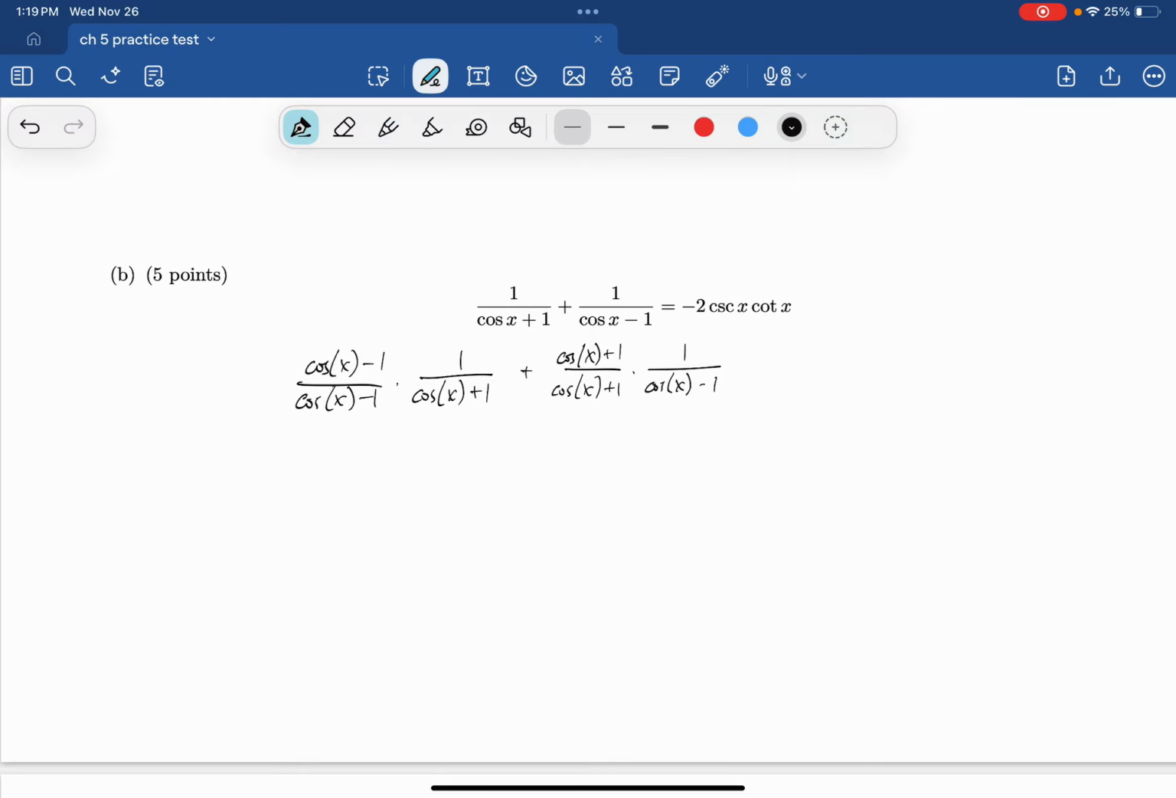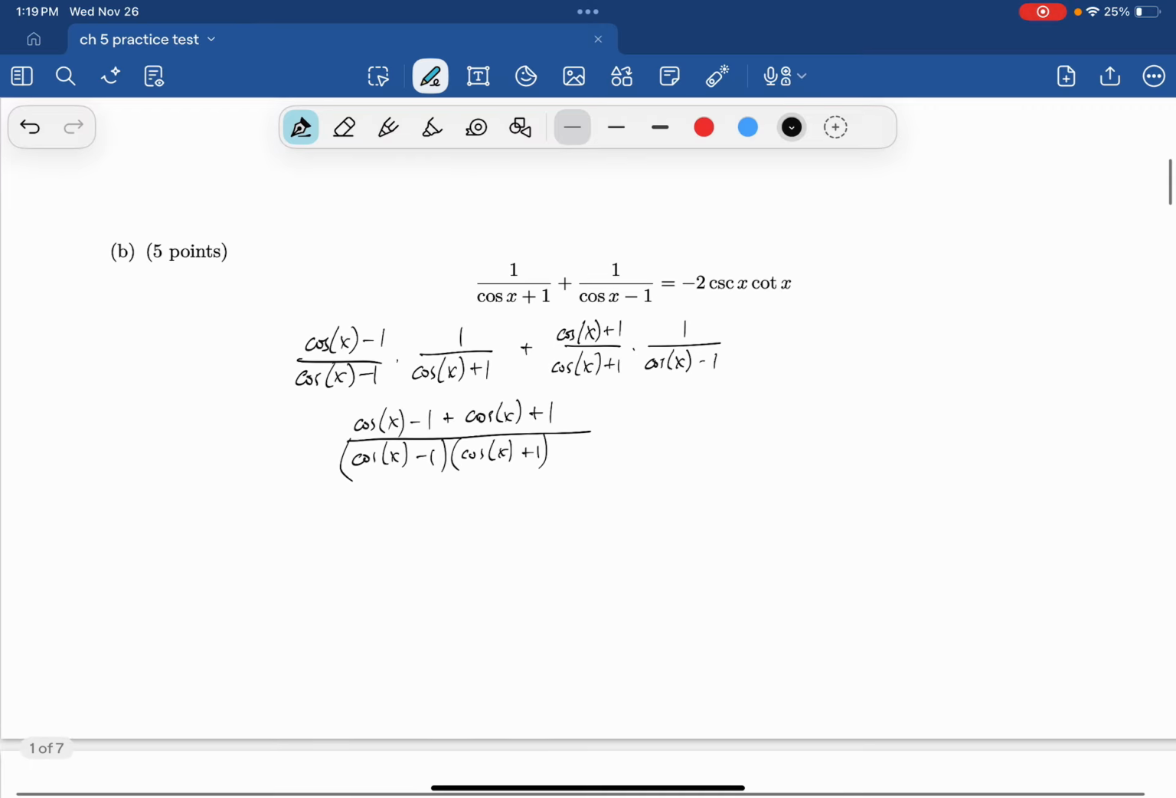to add the numerators. And so the numerators are just cosine x minus 1 plus cosine x plus 1, and the denominator is cosine x minus 1 times cosine x plus 1. So the numerator simplifies as 2 cosine x, the minus 1s cancel out, and then the denominator is a difference of squares. So the denominator becomes cosine squared x minus 1.